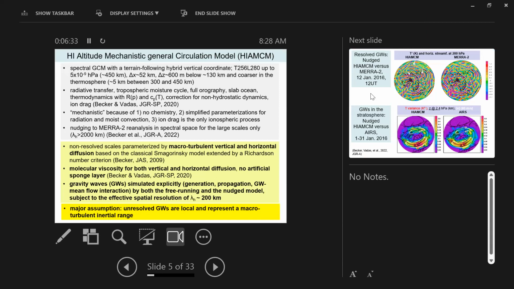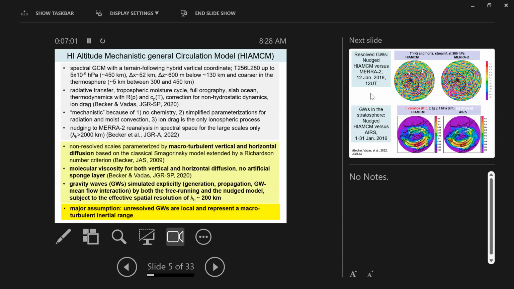So as I said, the major assumption in such a model concept is that the unresolved gravity waves that you do not get with your limited spatial resolution are local. This means they represent a macroturbulent inertial range. This is just the assumption in order to build a consistent model. Of course, this assumption is not entirely true, but it becomes the better, the higher the spatial resolution is that you can afford.